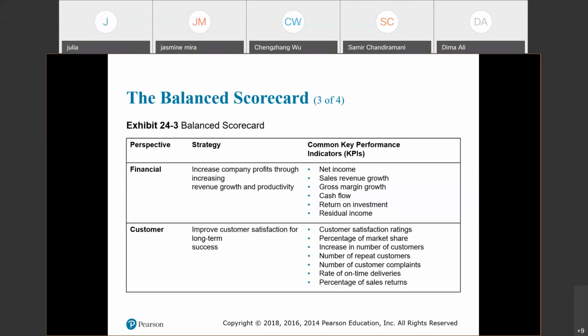Companies grow revenue by introducing new products, gaining new customers, and increasing sales to existing customers. Companies increase productivity through reducing costs and using the company's assets more efficiently. The financial perspective focuses management's attention on KPIs that assess financial objectives such as revenue growth or cost cutting.